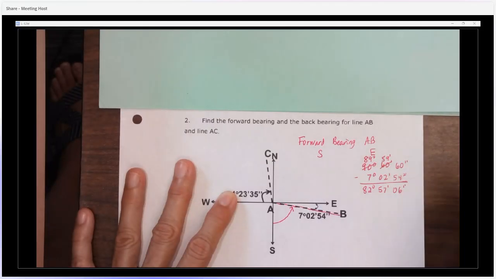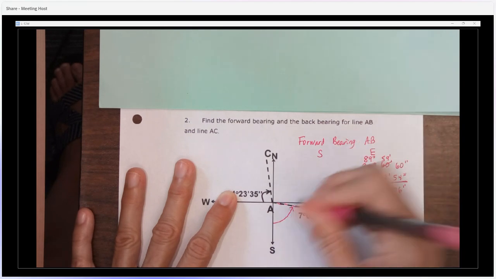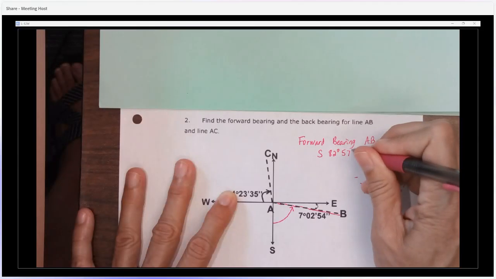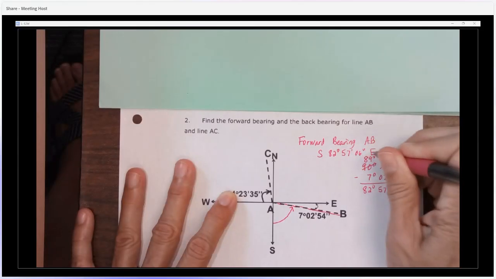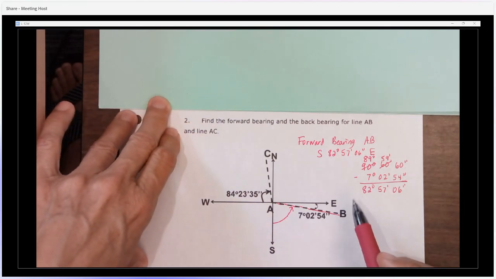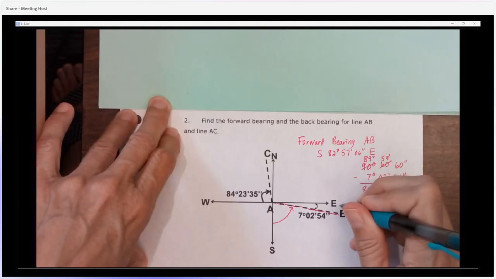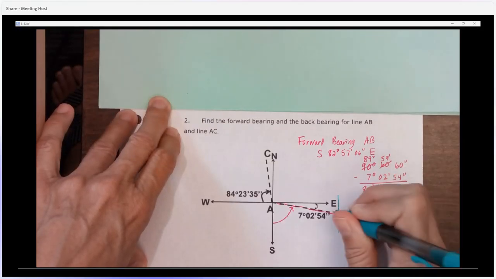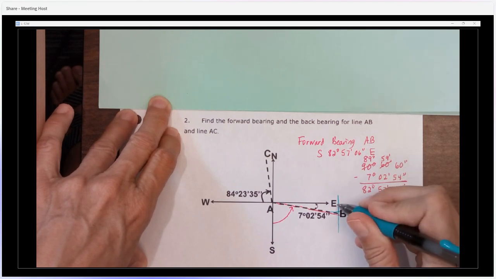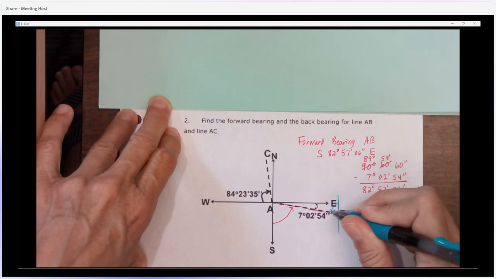So my forward bearing then is south from the south, 82 degrees, 57 minutes, 6 seconds, and towards the east. To find the back bearing for line AB, we can go ahead and do like we did with the azimuths and put our north, south, east, west here. And we can think about where that's coming from. That would come from the north and kind of go to the west there.